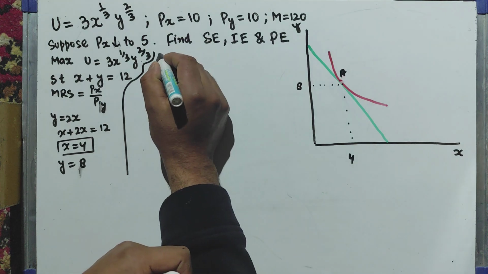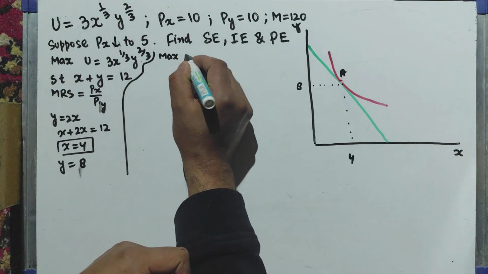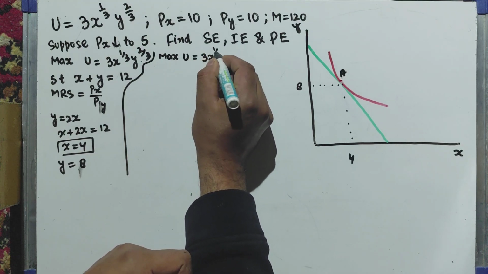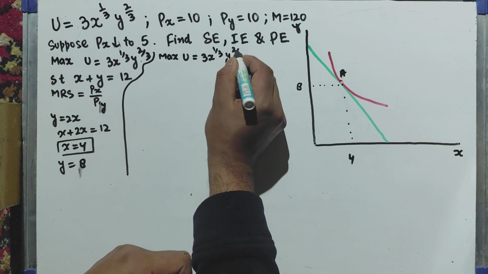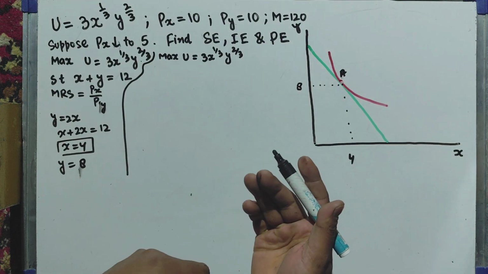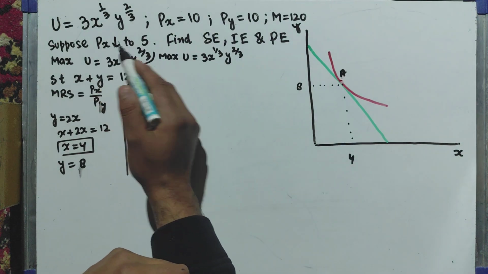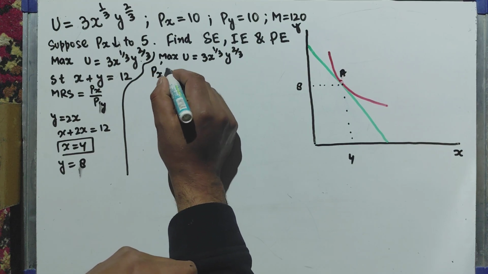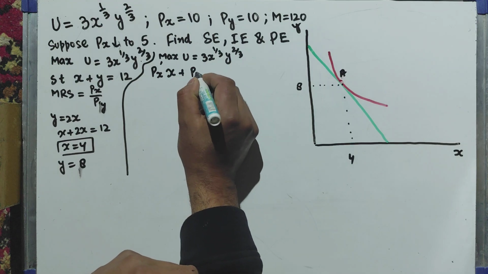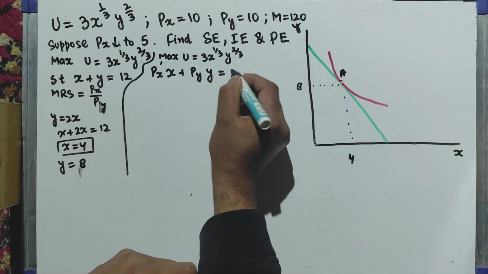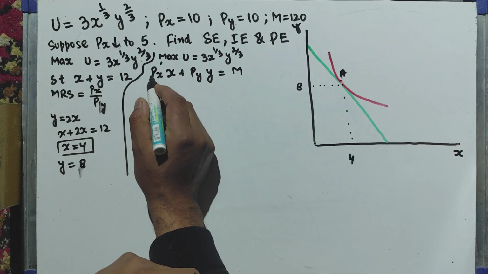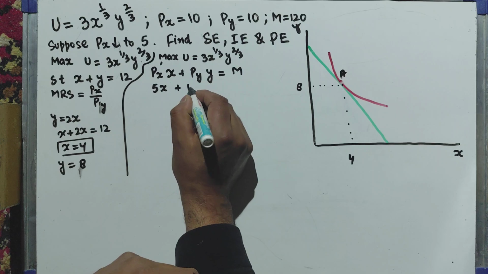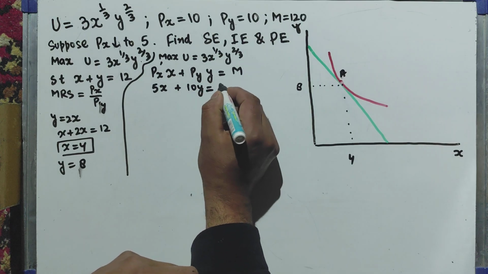So again we want to maximize the given utility function U is equal to 3 X raised to the power 1 upon 3 times Y raised to the power 2 upon 3. Now what will be our new budget constraint this time? That is the price of good X, let us denote it by PX prime, the new price, times units of good X plus PY times Y should be equal to the income of the consumer. So this time the price is 5, so we have 5X plus 10Y is equal to 120.